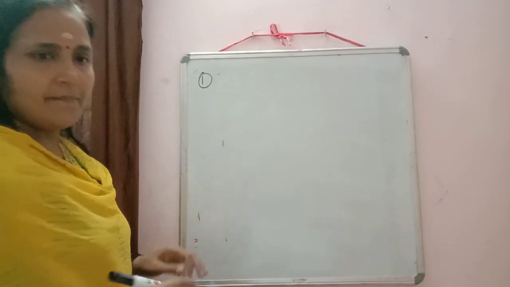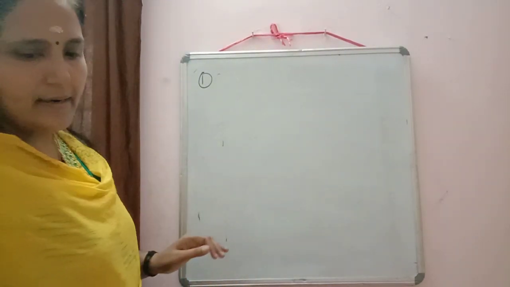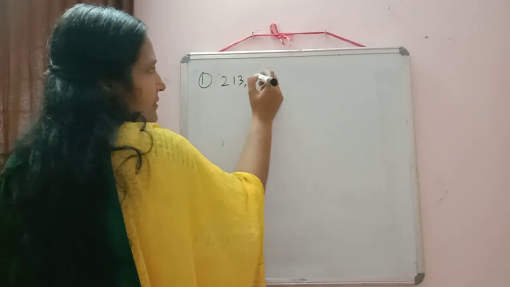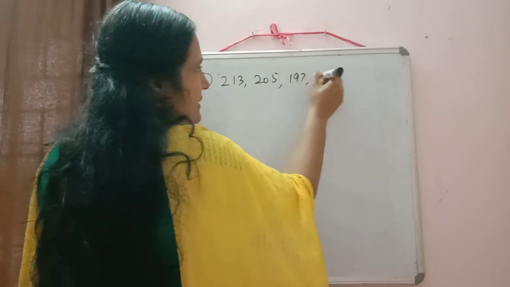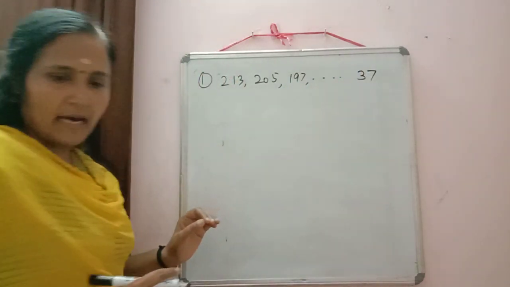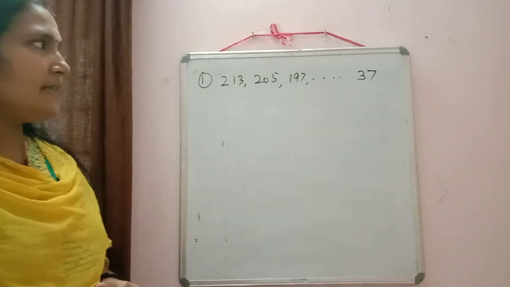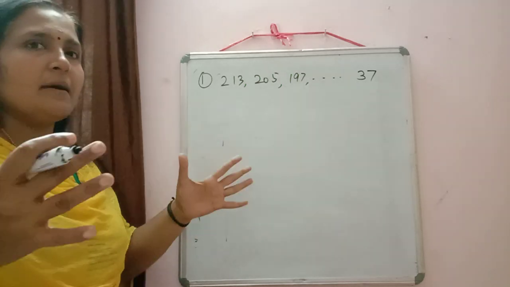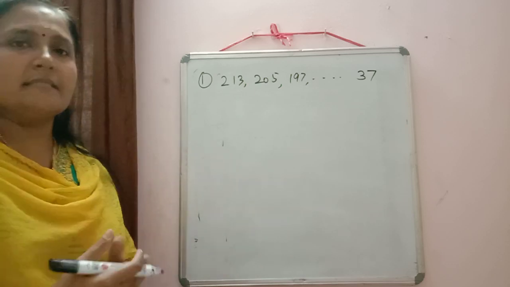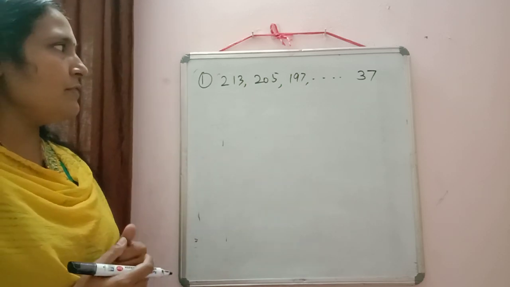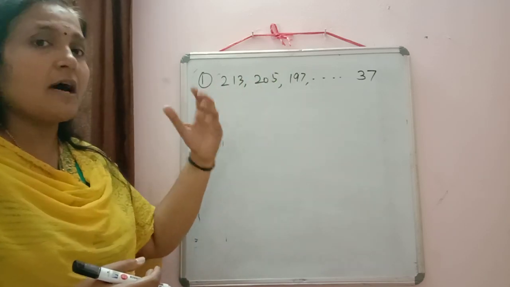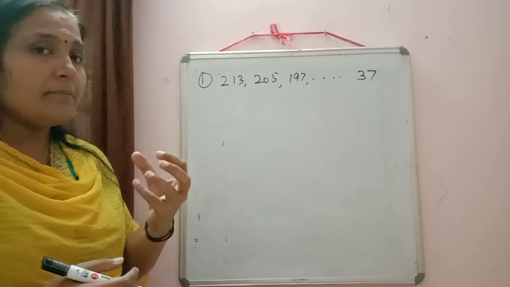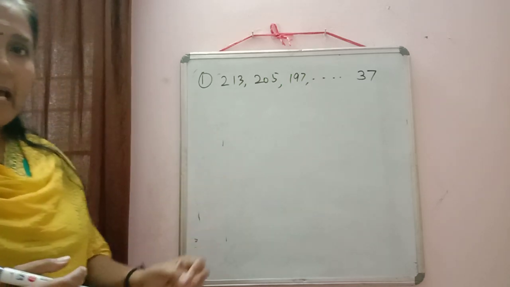Question number 1 is find the middle term of the AP 213, 205, 197, etc. 37. It was asked to find the middle term of the AP. So if we have to find out the middle term, we should know how many terms are there in the AP. So first what we will do, we will find out how many terms are there in the AP. How many terms means how many numbers are there. How many numbers means we have to find out the value of n.